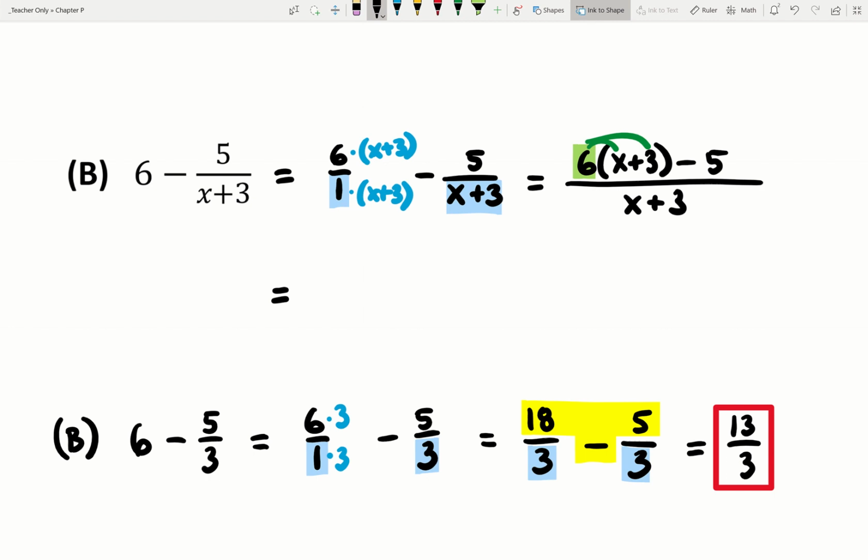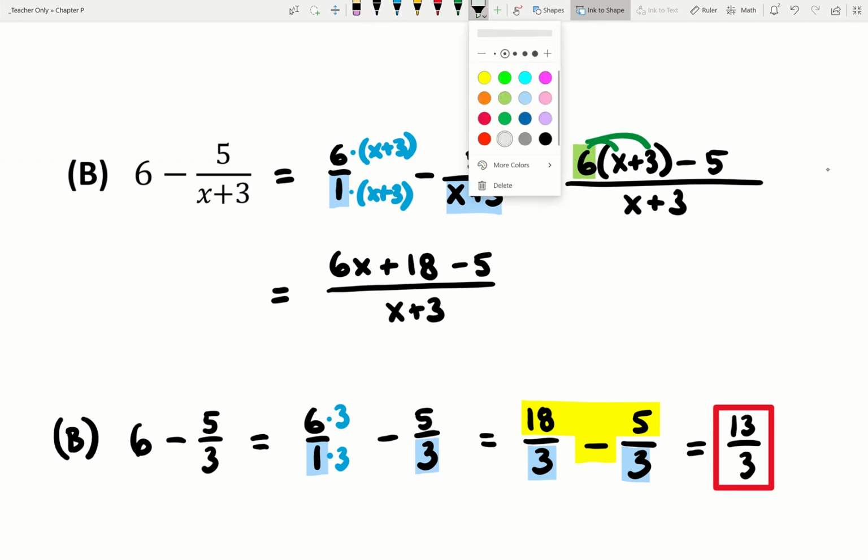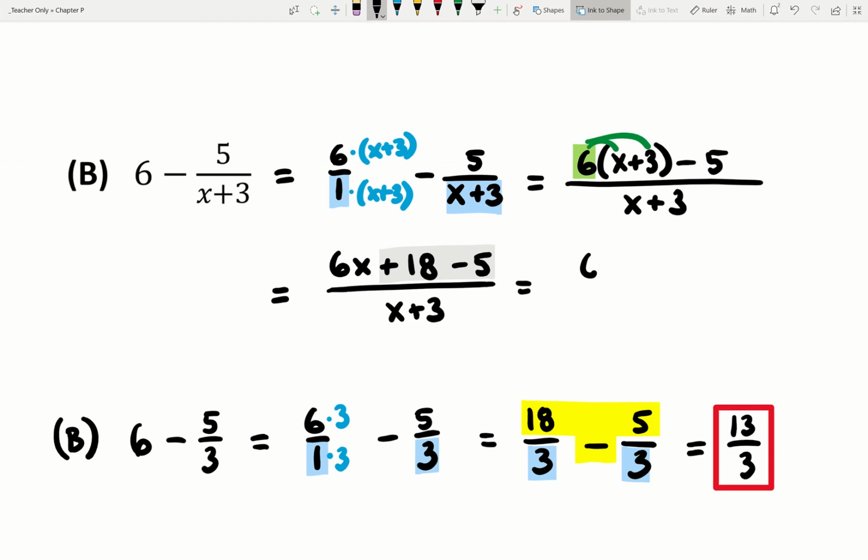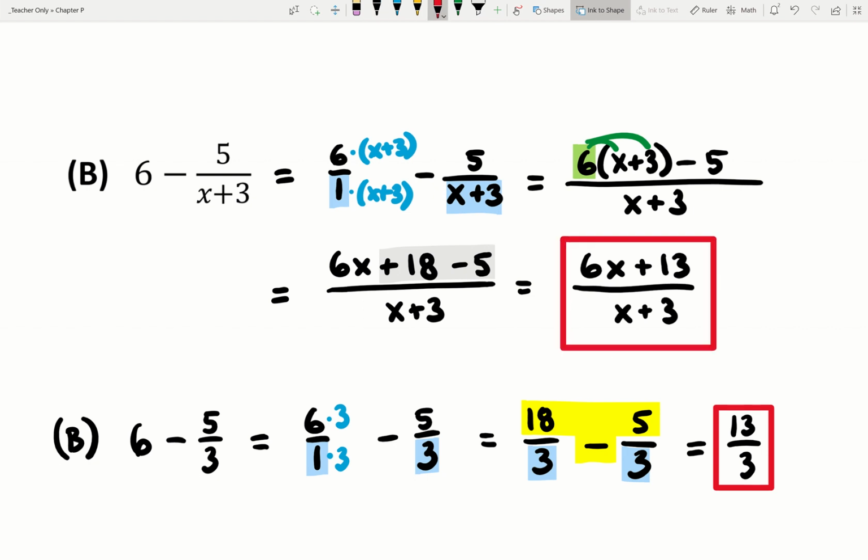And so my new numerator is going to be equal to 6x plus 18. And then, of course, we have that minus 5. And almost finished there. We just have some like terms that we need to combine. Specifically, we've got positive 18 minus 5. And we can combine those into 6x plus 13 all over x plus 3, okay? And so that is going to be our combined final answer here.